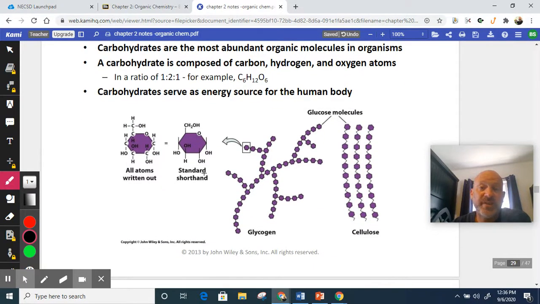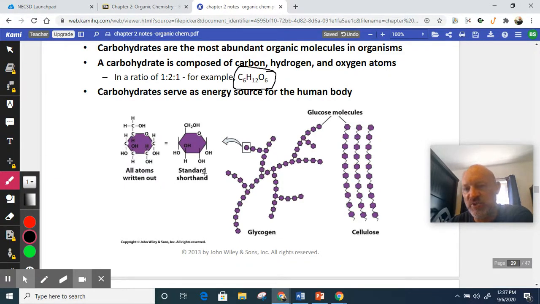Carbohydrates are sugars, right? So they're extremely abundant. We get them when we eat foods. And if we look at all the carbohydrates, for example, glucose has 6 carbons, 12 hydrogens, 6 oxygens. So the formula is C6H12O6. And when we combine these glucose molecules, we combine them in these chains. When plants combine glucose molecules, they make long and straight chains.